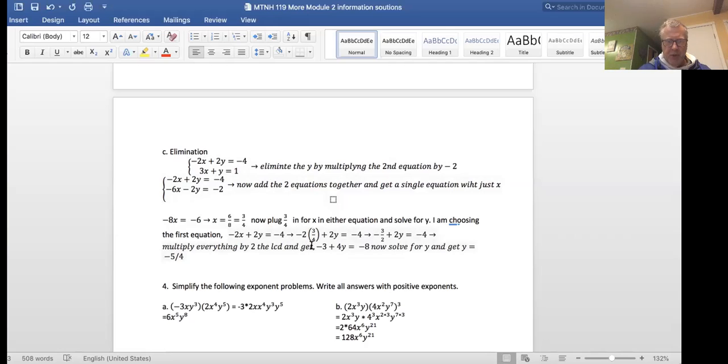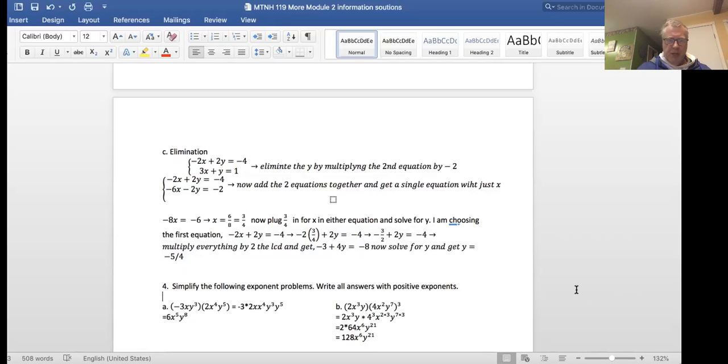I put 3/4 in. Okay, I can do a little cancellation here with the 2 and the 4. And 2 goes into 4 twice, so that gives us a minus 3/2. Minus 3/2 plus 2y equals minus 4. I'm going to multiply everything by 2. Multiplying everything by 2 gets rid of the denominator of 2, and it might make it a little bit easier. I add 3 to both sides and divide by 4, and we get minus 5/4 for y, which again is exactly what we got.